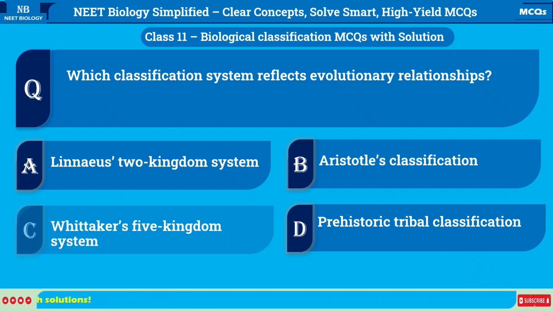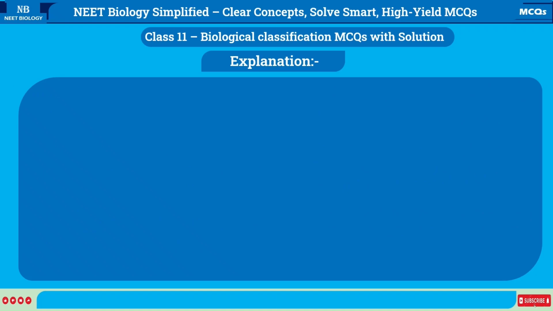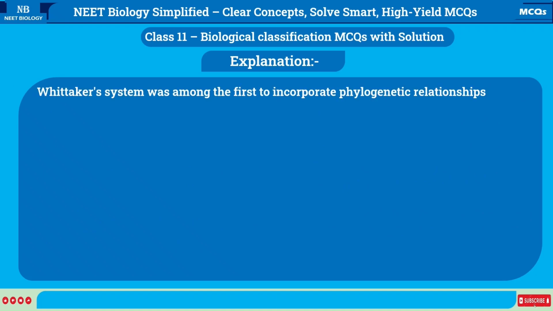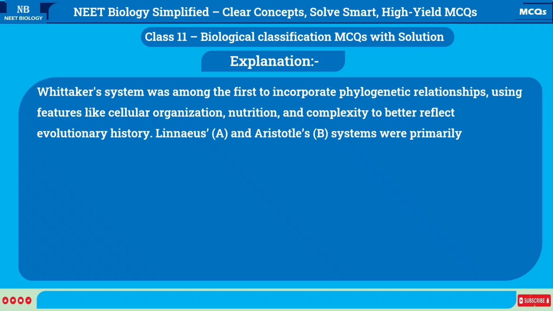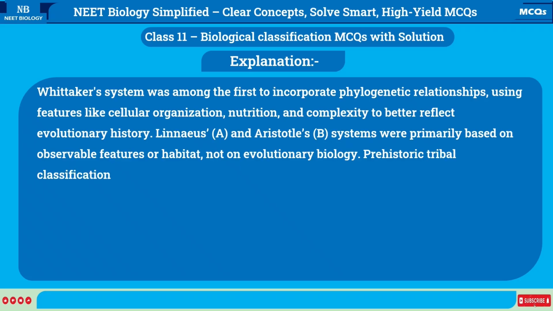Correct answer is C. Whittaker's 5-kingdom system. Explanation: Whittaker's system was among the first to incorporate phylogenetic relationships, using features like cellular organization, nutrition, and complexity to better reflect evolutionary history. Linnaeus, A, and Aristotle's, B, systems were primarily based on observable features or habitat, not on evolutionary biology. Prehistoric tribal classification, D, was informal and unscientific.